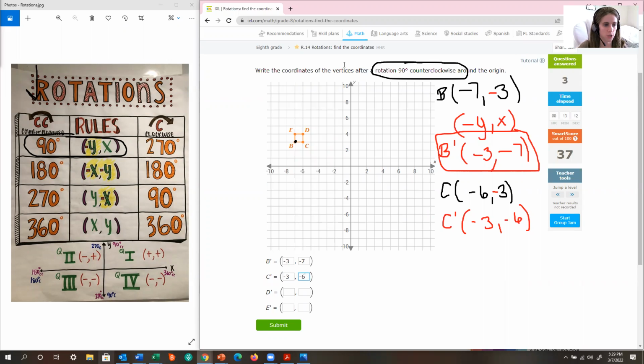All right, D prime next. D as a pre-image is currently located at -6, 4. We're rotating 90 degrees counterclockwise. So we're using this rule that's right up here, (-y, x), because that is our rule for rotating 90 degrees counterclockwise. Our pre-image Y is multiplied by a -1, and then we flip our coordinates around, making it -4, -6.